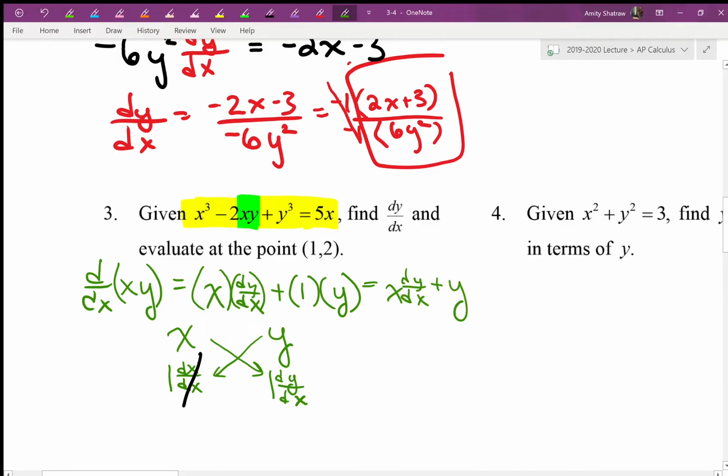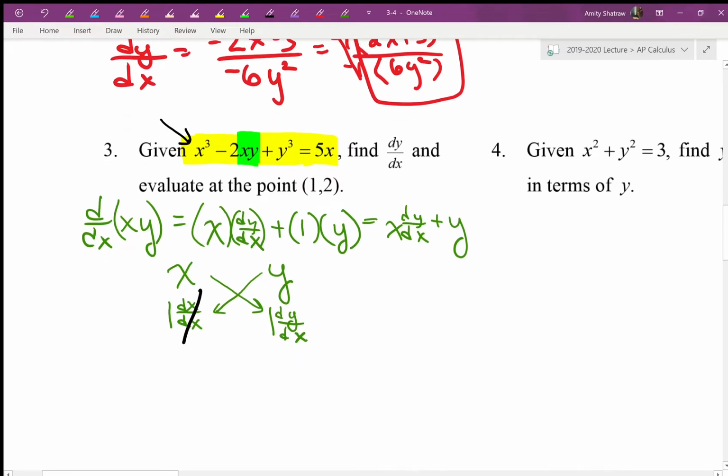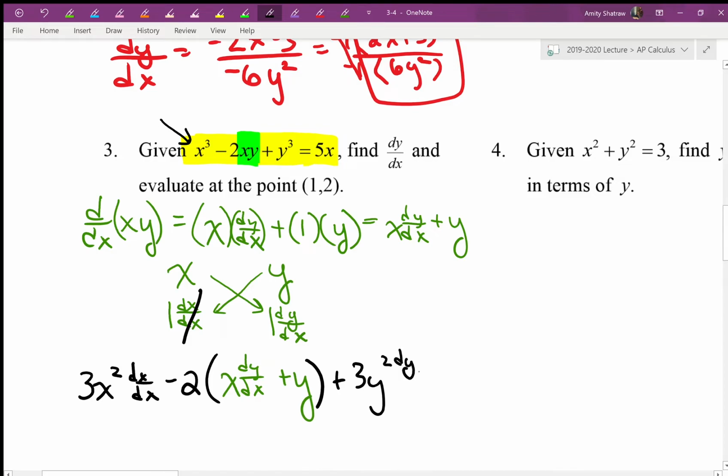Okay, so that was all in green, and now I can come back to my original function, which is in yellow, and I'm going to take the derivative of it. So the derivative of x cubed is 3x squared, and I'm going to say dx. And then I have a -2, and it is going to be times this piece that I just did in green, which is x dy dx plus y. And then the rest of the function, I'm going to take those derivatives too. The derivative of y cubed is 3y squared, and here is my dy dx. And the rest of it is an equal sign, and I'm taking the derivative of 5x, and I'm getting 5. And here is right where I write down a dx.